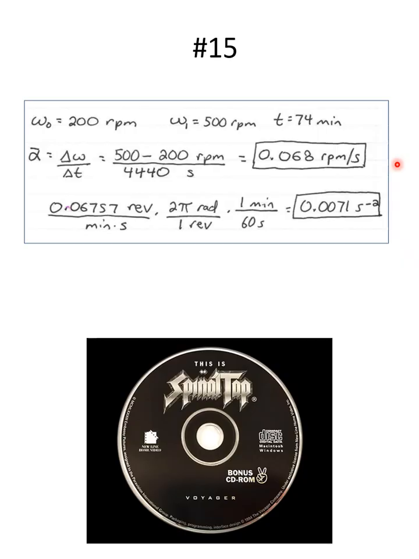And then let's turn that to radians per second squared. So let's write it this way, 0.06757 revolutions per minute second. I've taken it out instead of rounding it off. That's the answer we got up top. And let's convert all those units. So we need to turn those revolutions into radians. We need to turn one of those powers of minutes into seconds. So let's get rid of revolutions first. 2 pi radians over a revolution. Let's now get rid of those minutes on the bottom, 1 minute over 60 seconds, and we get an answer of 0.0071 radians per second squared.